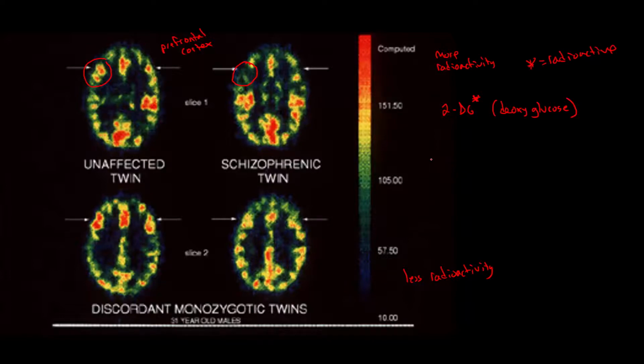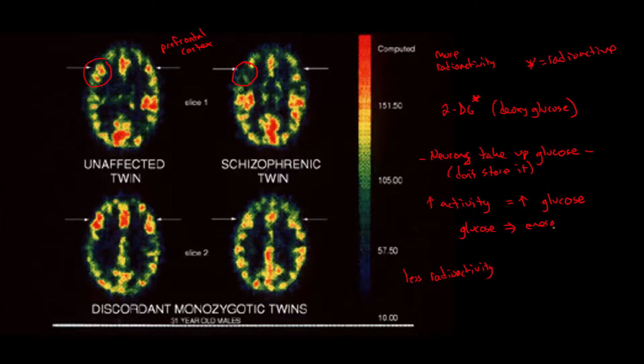So normally, neurons take up glucose to support their activity. Remember, they don't store it, so they need to get it from the blood. If I increase activity, I'm going to take up more glucose. Now normally glucose gets transferred into energy. It gets broken down and gives the cell energy.